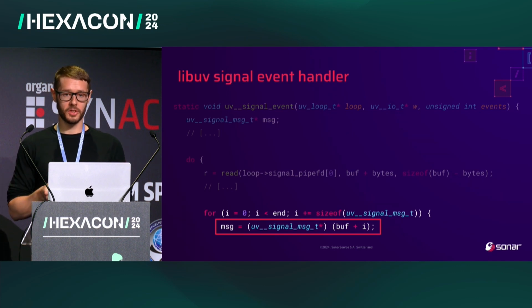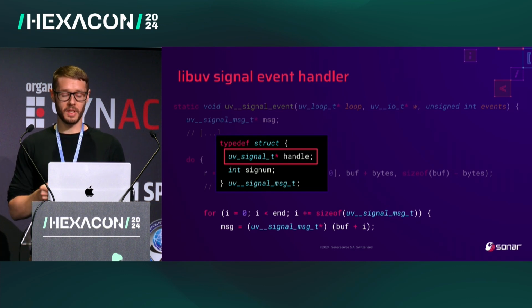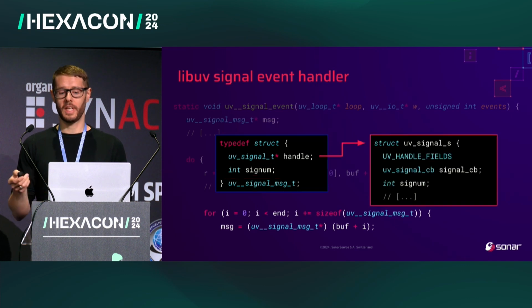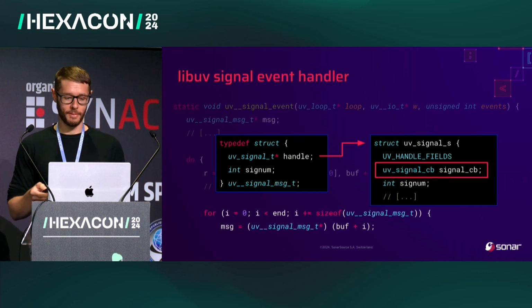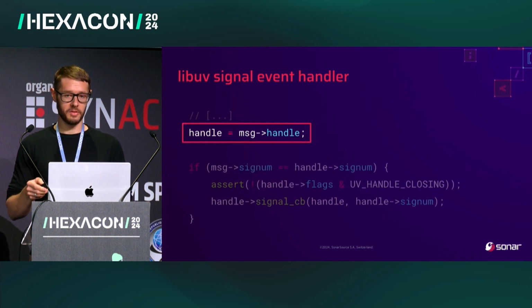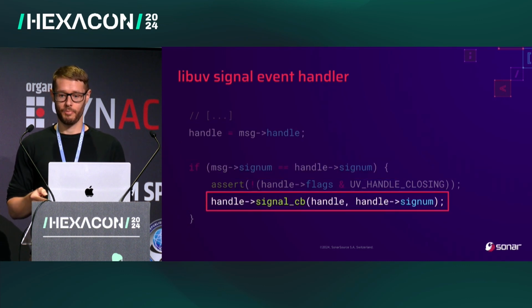A signal message is a simple struct that looks like this. It contains a pointer called handle, which references the signal itself, and an integer called signum. The referenced signal data structure is a little bit more complex. It also contains an integer called signum, but what is more eye-catching is this member called signal_cb. This is a function pointer. It contains the address of some callback function that is eventually invoked. And if we continue to look at the code, we can see that the signal data structure is retrieved via the handle member, and then there's a check if the signum value of both data structures match. If that's the case, the signal_cb callback function is invoked.